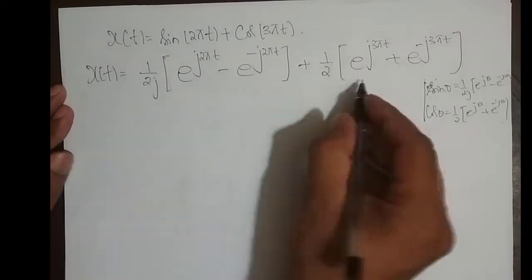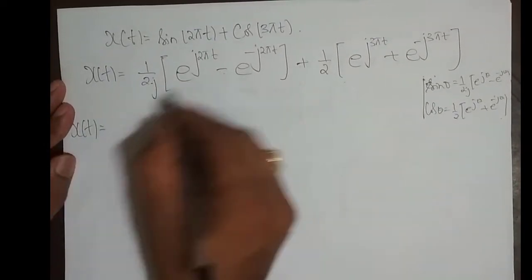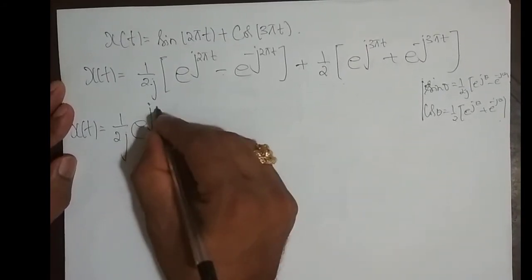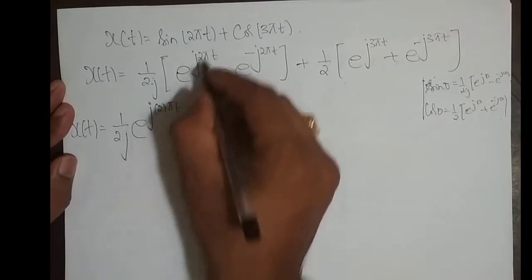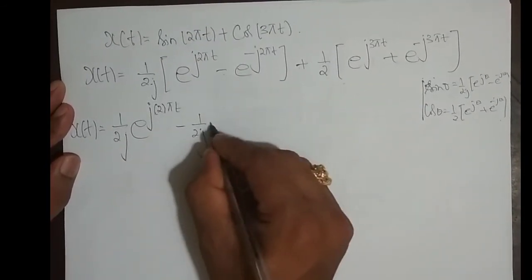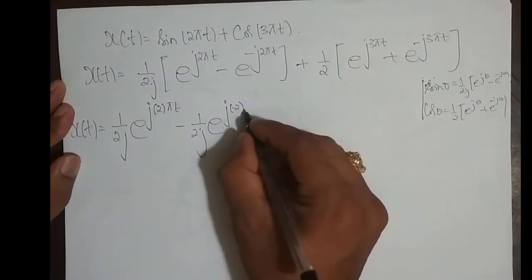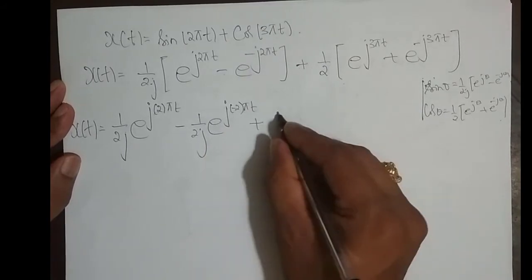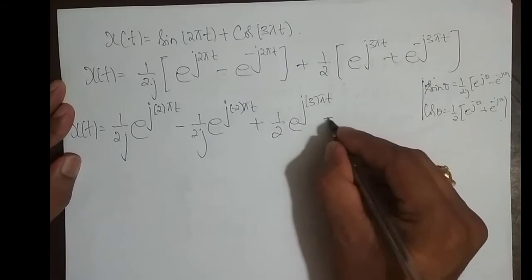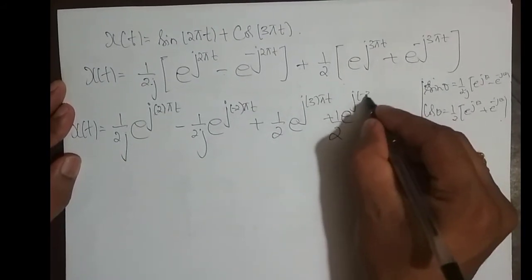Okay, now I'll just slightly modify this. x of t is equal to, I'll take this 1 by 2j inside, 1 by 2j into e power j 2 pi t. I have written 2 in a bracket, minus 1 by 2j e power j, I'll take minus to the 2, minus 2 pi t plus 1 by 2 e power j 3 times pi t plus 1 by 2 times e power j minus 3 times pi t.